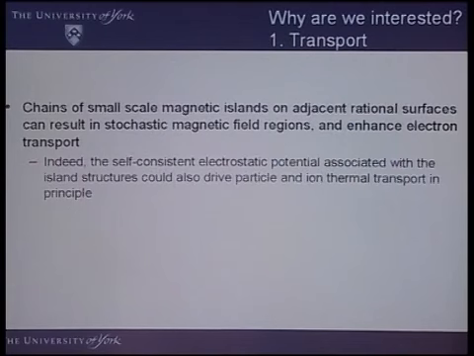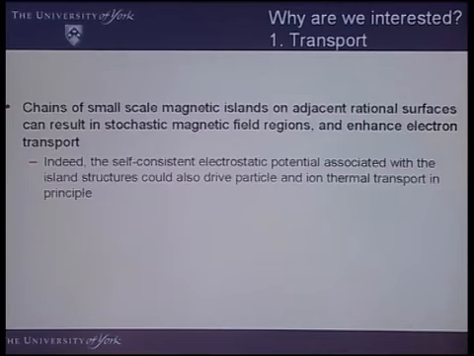So why are we interested in such small magnetic islands? Well, first of all, one of the major interests is that if we have high mode number islands, then these will all sit on rational surfaces. Those rational surfaces will be close together. They can be comparable to the ion Larmor radius, and so you can imagine situations where you get lots of small magnetic islands on adjacent rational surfaces overlapping, creating a stochastic magnetic field and driving electron transport.